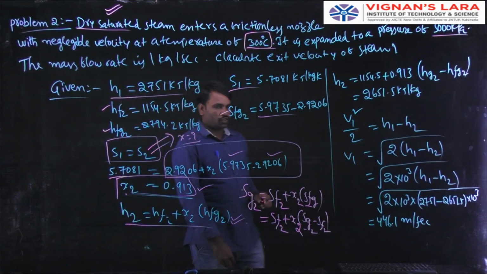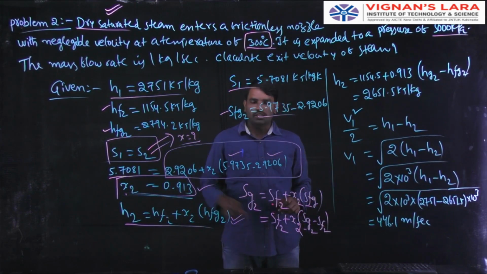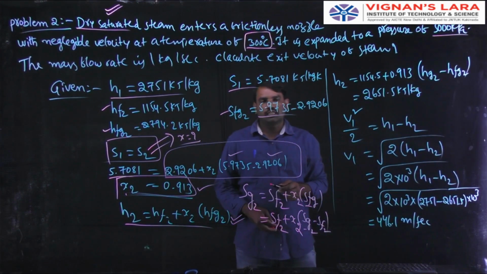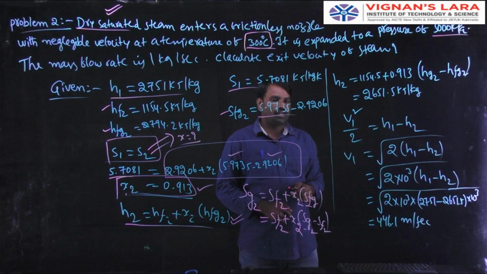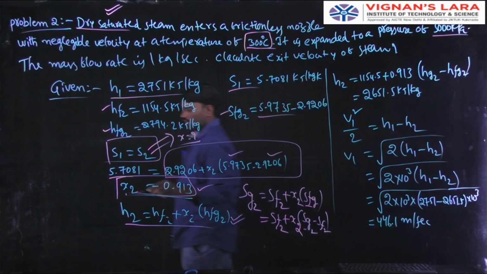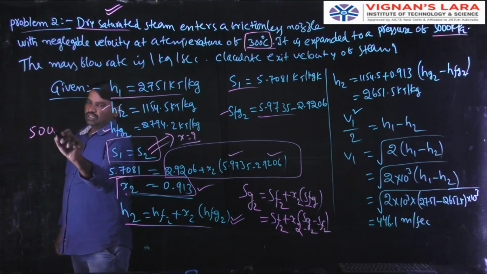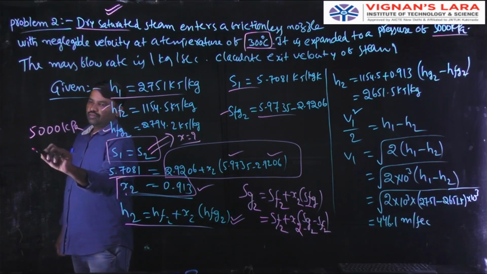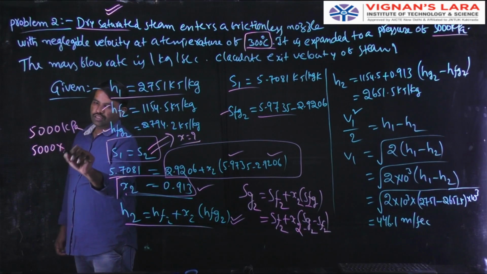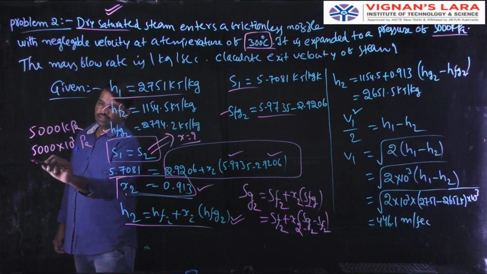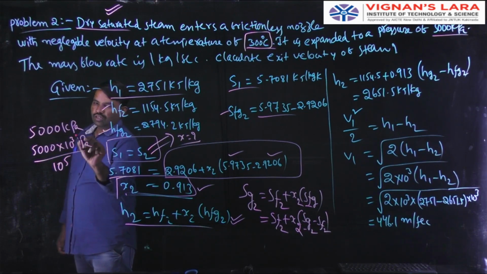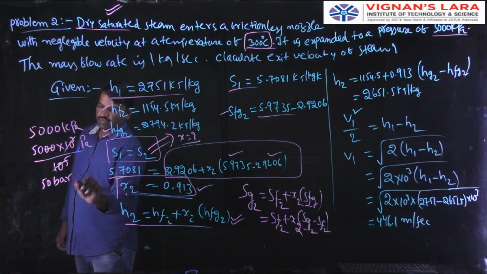Similar to the entropy, we write the formula H2 is equal to HF2 plus X2 into HFG2. At the exit pressure, you can easily take HF2 and HFG2 values from the steam table book. Before that, you have to convert the exit pressure into bars. 5000 kilopascal means 5000 into 10 cube pascals, divided by 10 power 5. The 10 cube and two tens cancel, and we get 50 bar. The exit pressure of steam is 50 bar.